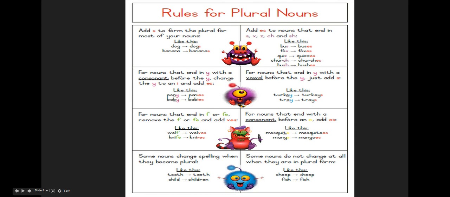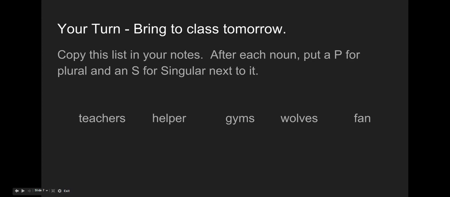Oh, sorry. Some nouns change spelling when they become plural. So we have tooth to teeth, child to children, and like the other example, goose to geese. Some nouns do not change at all when they become the plural form, like sheep and fish and deer.